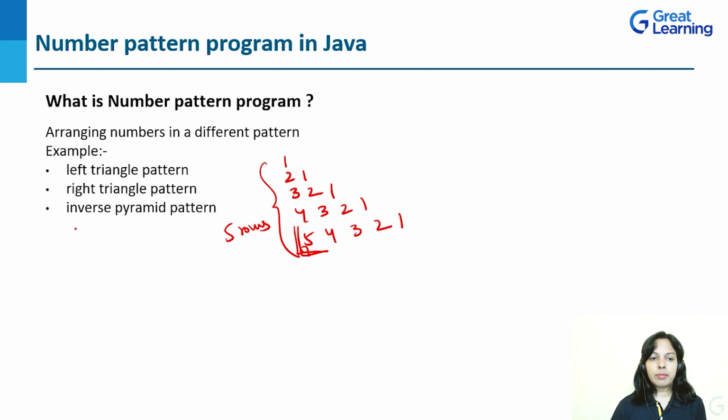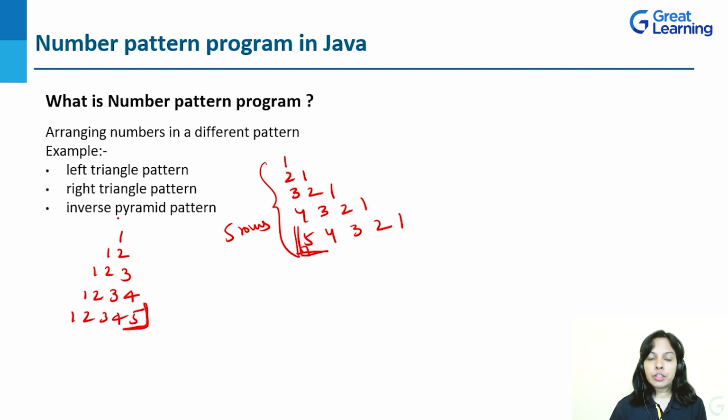Similarly, for right triangle pattern, the arrangement will be something like this: 1, then 1 2, then 1 2 3, 1 2 3 4, 1 2 3 4 5. Right? Because here the right angle of the triangle is on the right side. So this is your right triangle pattern.